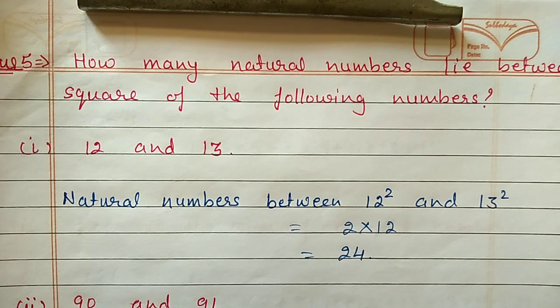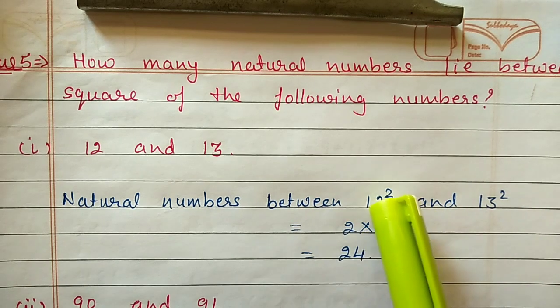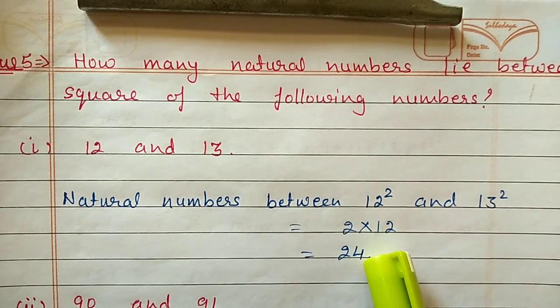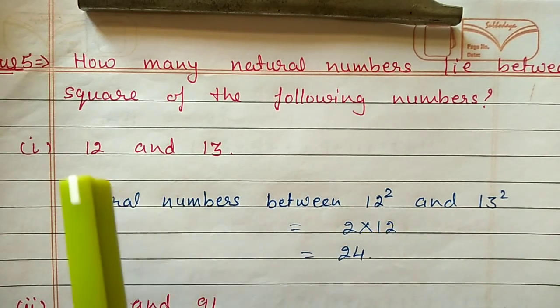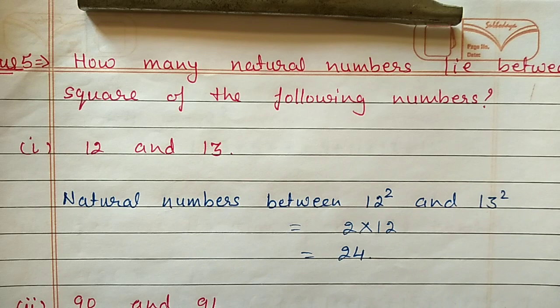Question number 5. How many natural numbers lie between the squares of the following numbers? So between the square of 12 and 13, how many numbers will come? We have to write. For that we can use the property: 2 into the first number, 2 into 12. So a total of 24 numbers will come between 12 square and 13 square.